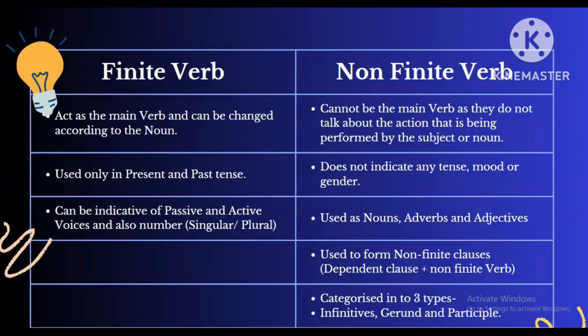Finite verbs can be indicative of passive and active voices and also number, singular or plural. On the other hand, non-finite verbs are used as nouns, adverbs and adjectives, and they are used to form non-finite clauses. These are categorized into three types: infinitive, gerund and participles.